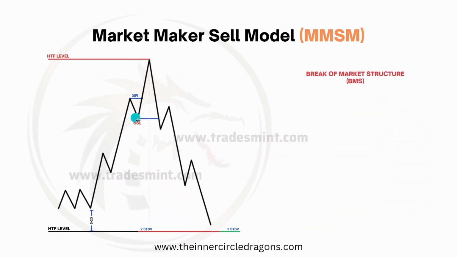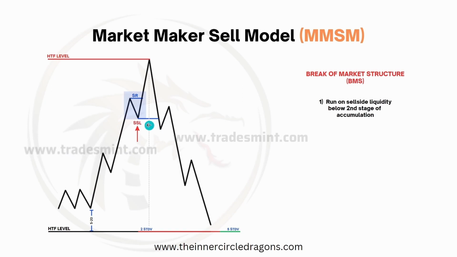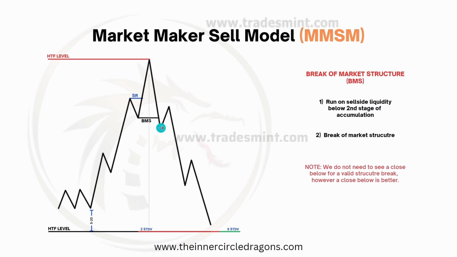We next have our break in market structure, where we've had a run on the sell side liquidity below the second stage of accumulation. This gives us our break in market structure. Again, we do not need to close below the low in order to have a valid break in structure. On a side note, if we break below the second or final stage of reaccumulation, this is much more significant than a smaller break inside of the manipulation swing that run stops.